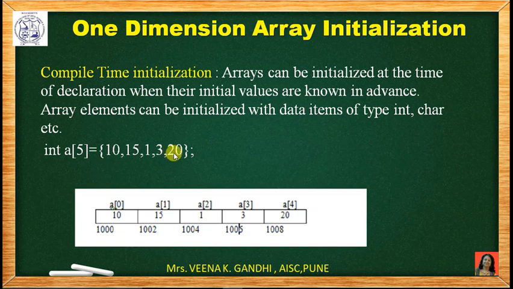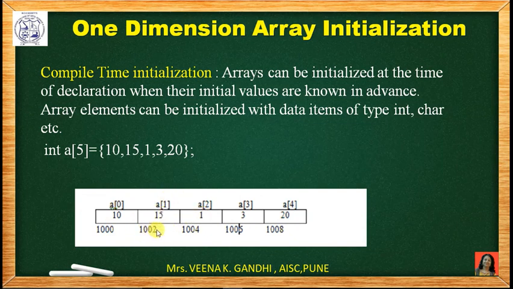So we are storing the initial values in the array at the time of declaration. You can see in the figure, values are stored in memory in a continuous sequential manner. The first number, 10, is stored at location 1000, and the subscript starts from 0, so a of 0 here. The next number is stored at a of 1.